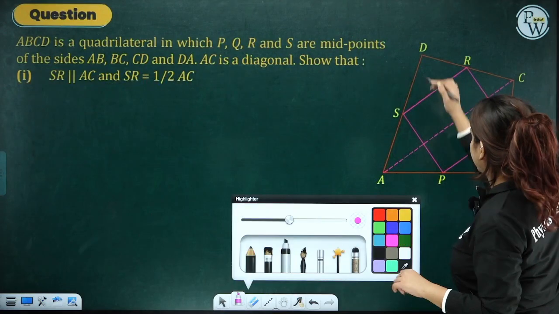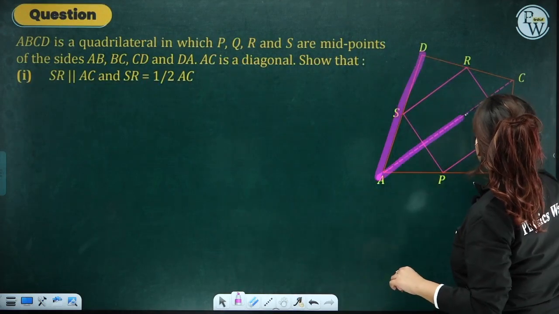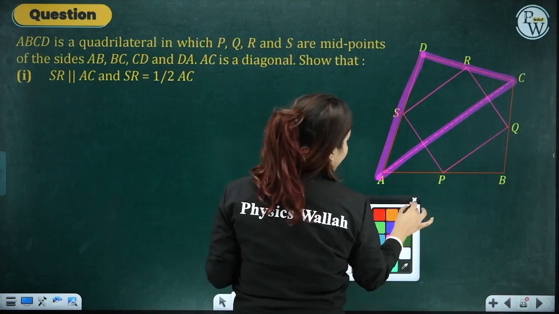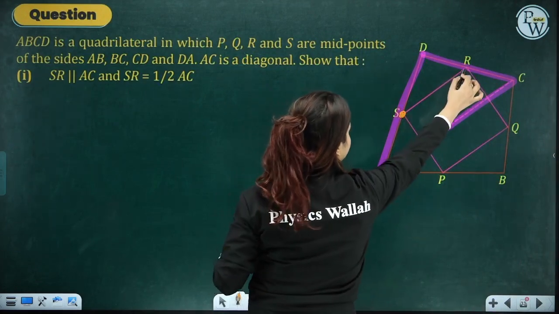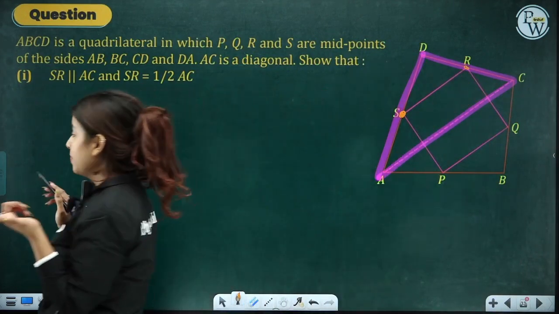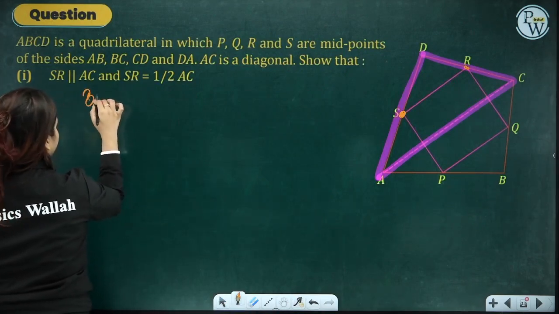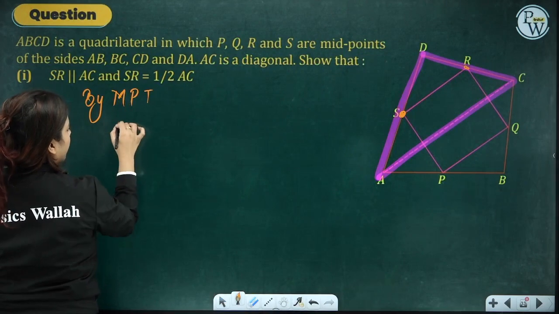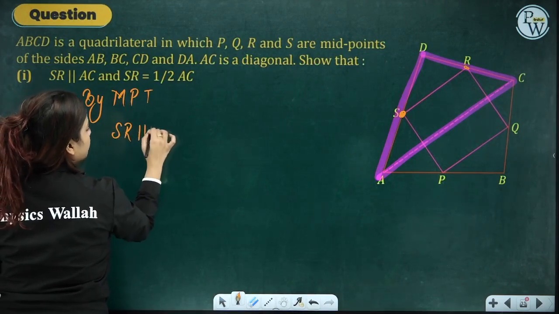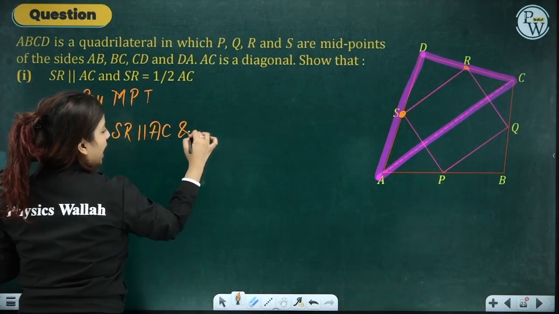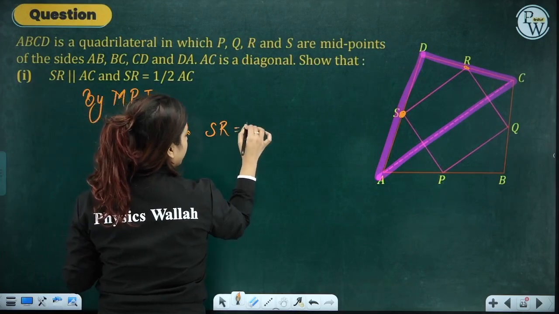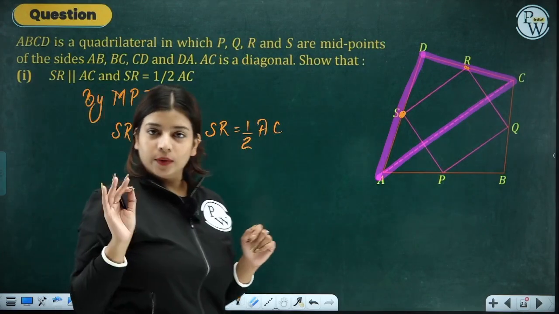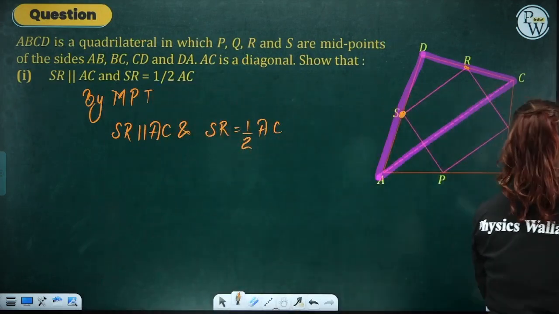The very first thing, we have to imagine this as a triangle. Now in this triangle, students, what is given? S and R are the midpoints. And by the midpoint theorem, SR will be parallel to AC and SR will be equal to half of AC. This is what the midpoint theorem teaches us. As simple as that.